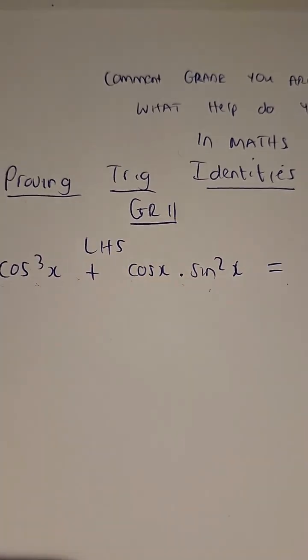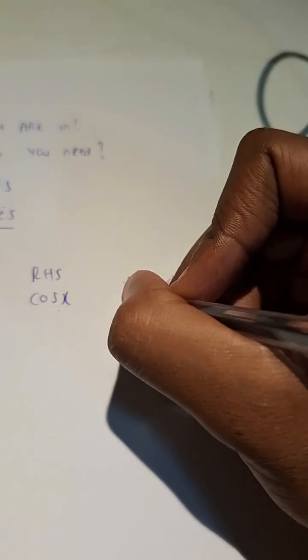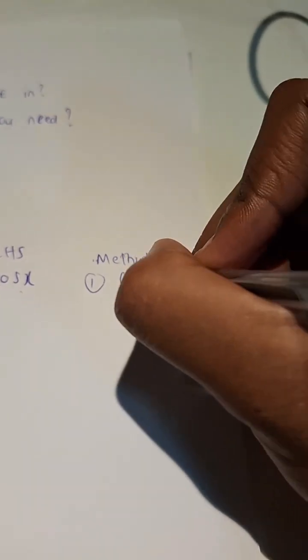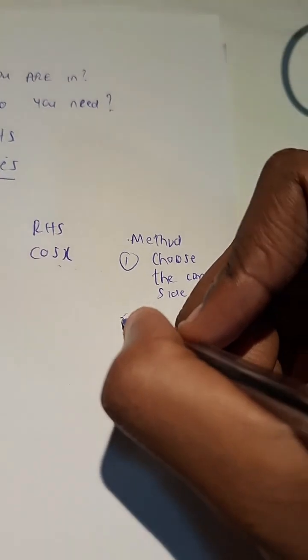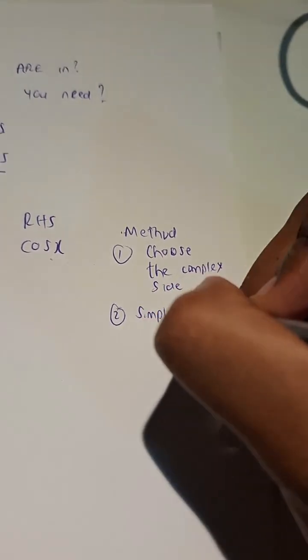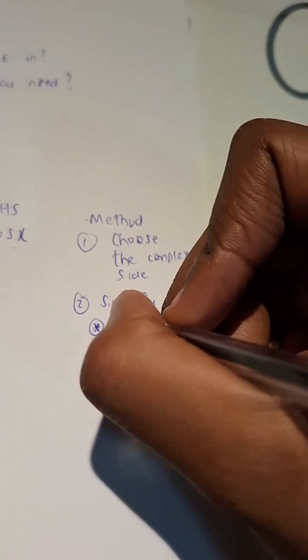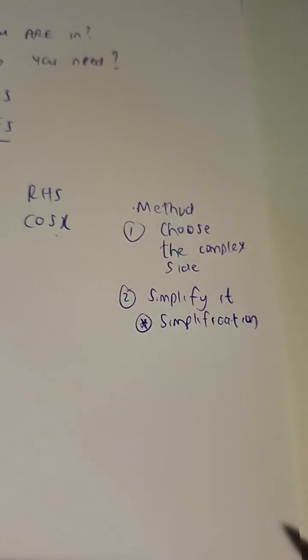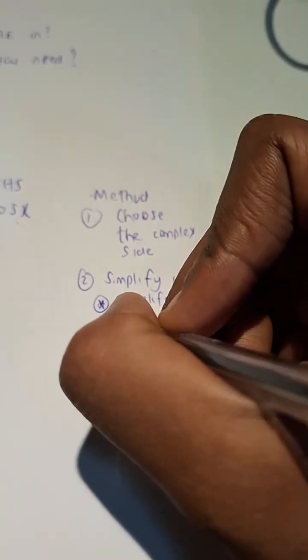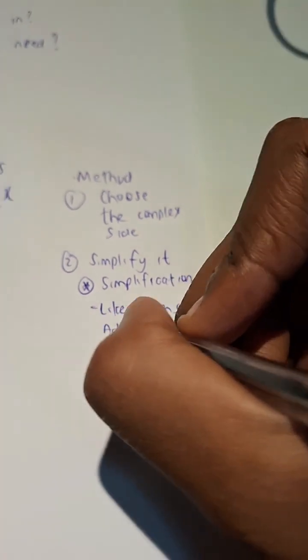Now, with that said, the next thing you need to do, so the method is that you need to, 1, choose the complex side, right, to simplify it. And the way that you simplify it is you actually do the following. You can either apply strategy 1, which is to apply simplification. Simplification would mean that if there are like terms in that expression, you must add or subtract them.